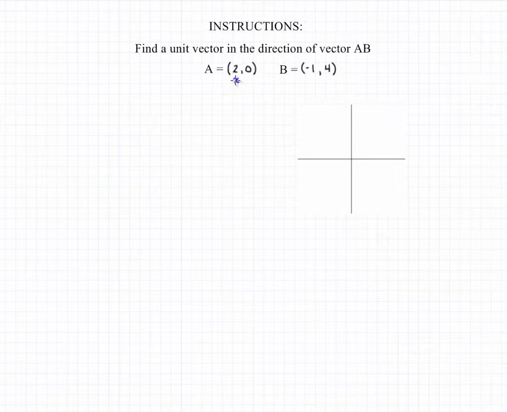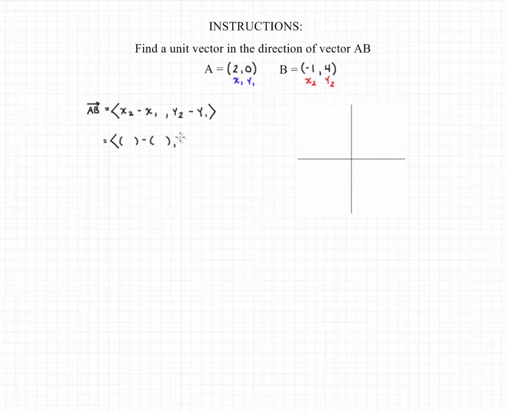In order to find a unit vector that is in the direction of vector AB, we first need to figure out what vector AB actually is. So we can think of vector AB as the directions for telling us how to get from point A to point B. And we can calculate this by subtracting the x and y coordinates of point A from the x and y coordinates of point B. So we've labeled them x1, y1 and x2, y2.